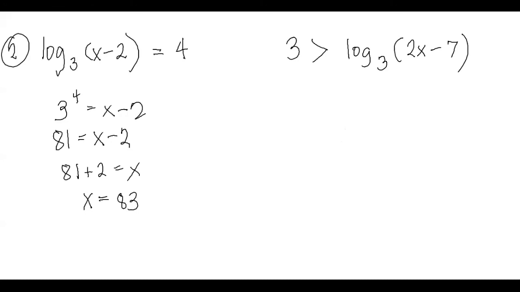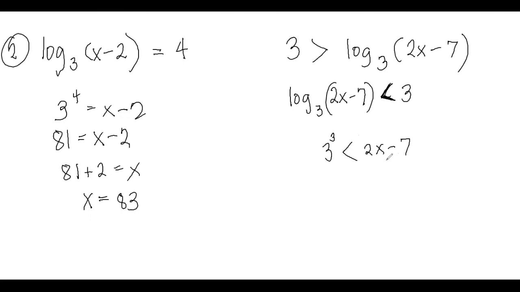Ganito na lang para mas madali. Isulat muna natin siya, baliktarin natin. So, we have logarithm of 2x minus 7 with the base 3 is less than 3. Baliktarin niyo din yung sign. Now, gawin na natin siya. So, 3 raised to 3 is greater than 2x minus 7. Okay? So, ganyan po siya, class.